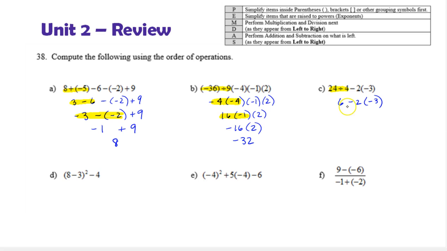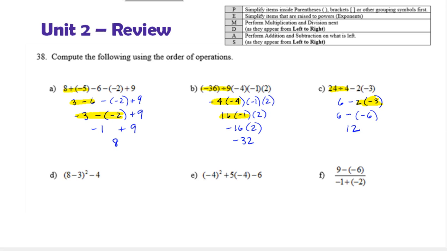Now this is subtraction, this is multiplication, so we need to do this first. So we're going to keep the 6 minus, and then 2 times negative 3 is negative 6. Now we can do the subtraction, it's our last operation. 6 minus negative 6 is the same as 6 plus positive 6, which is 12.